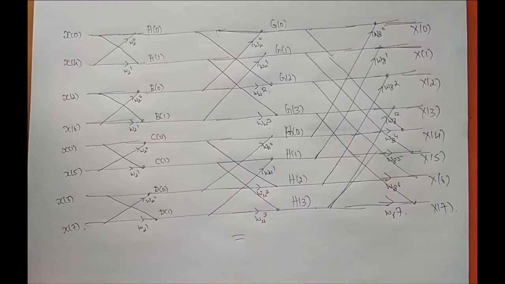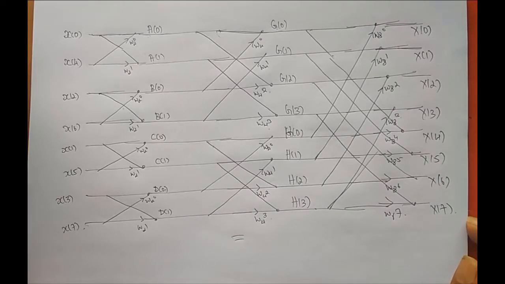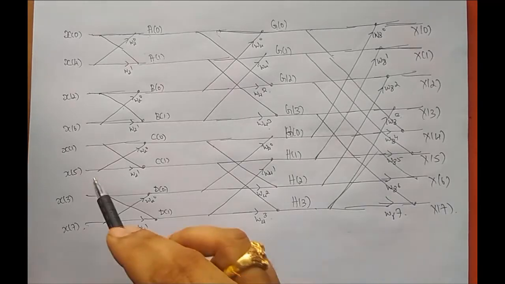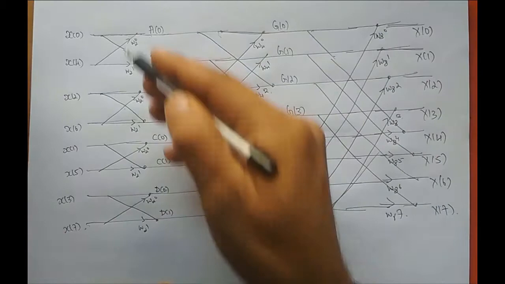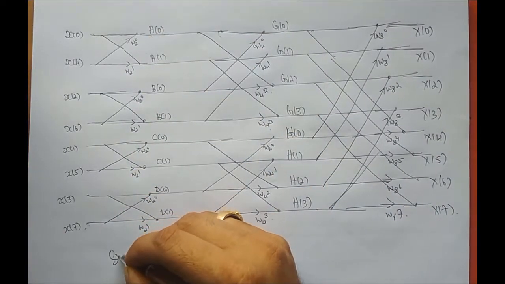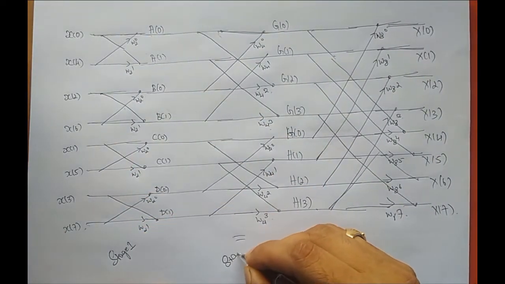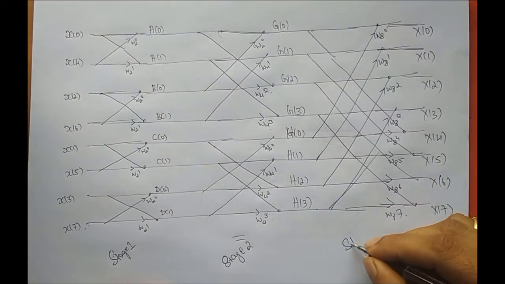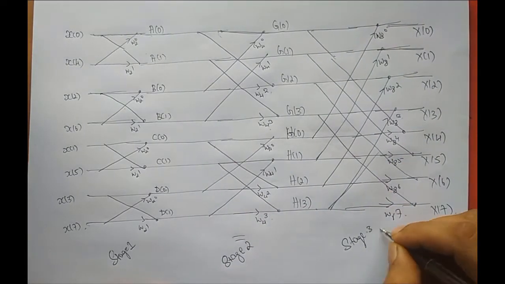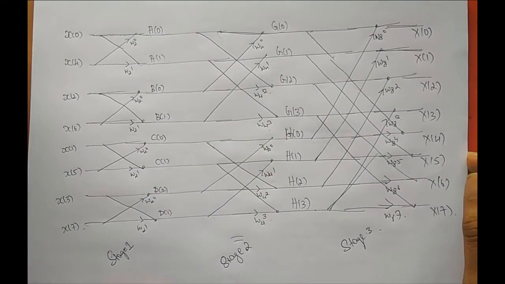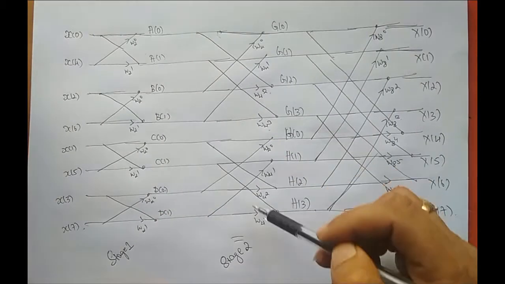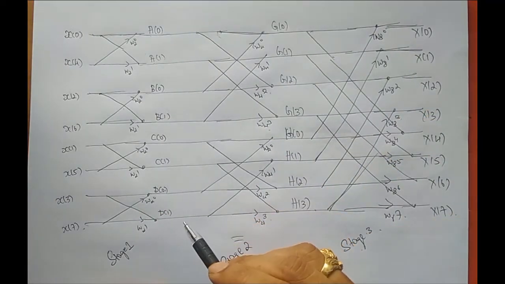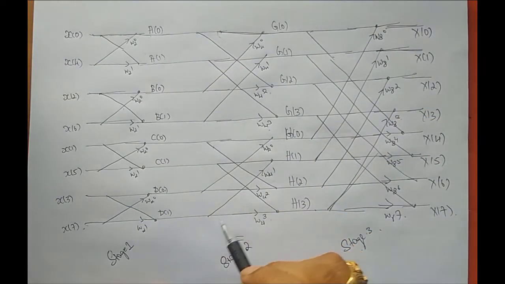In the previous video, we finished all three stages of decomposition, and we ended up with a signal flow graph something like this. The first stage of decomposition is called stage 1. This part is called stage 2, and this part is called stage 3. If you observe, every stage has 4 butterflies, and all the butterfly patterns are similar, right?